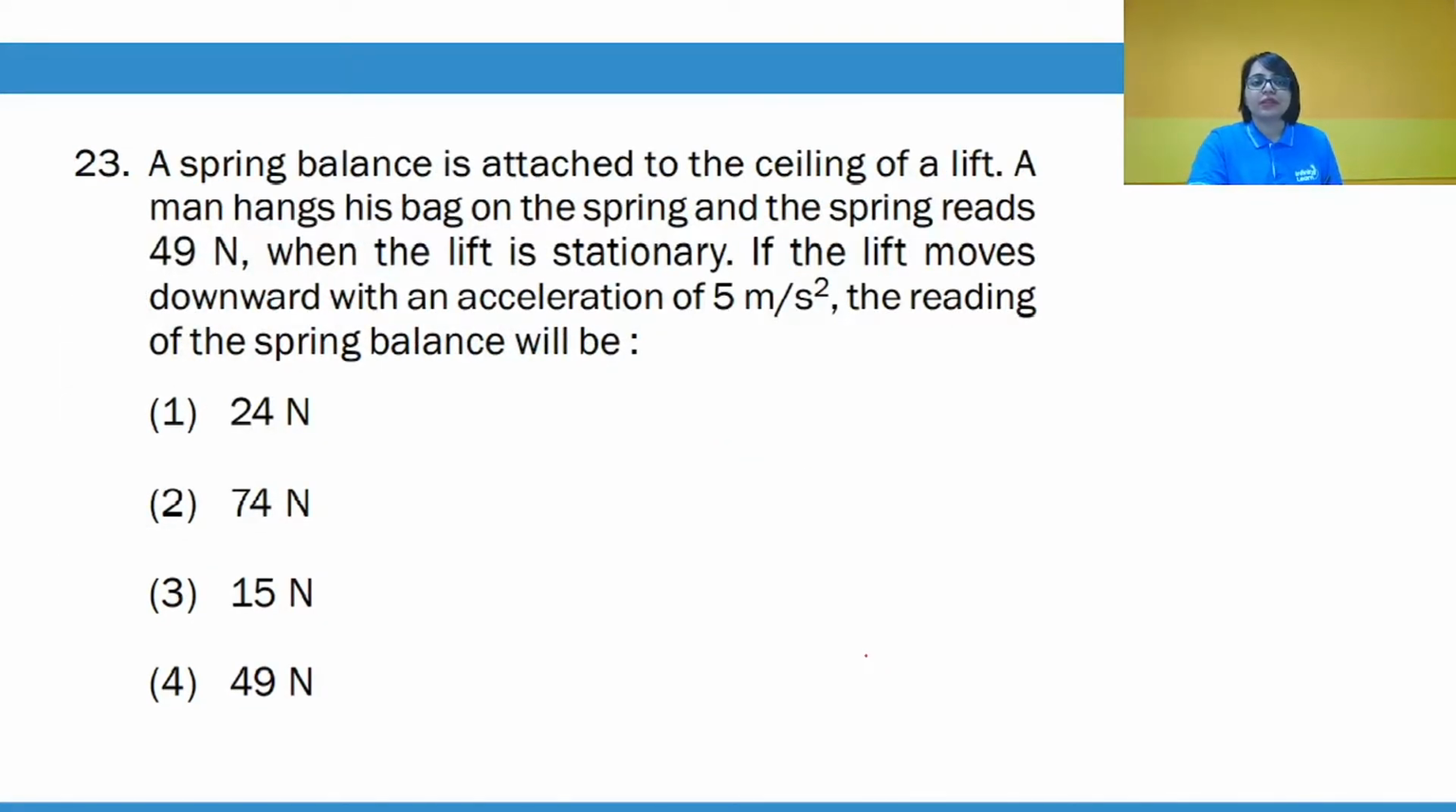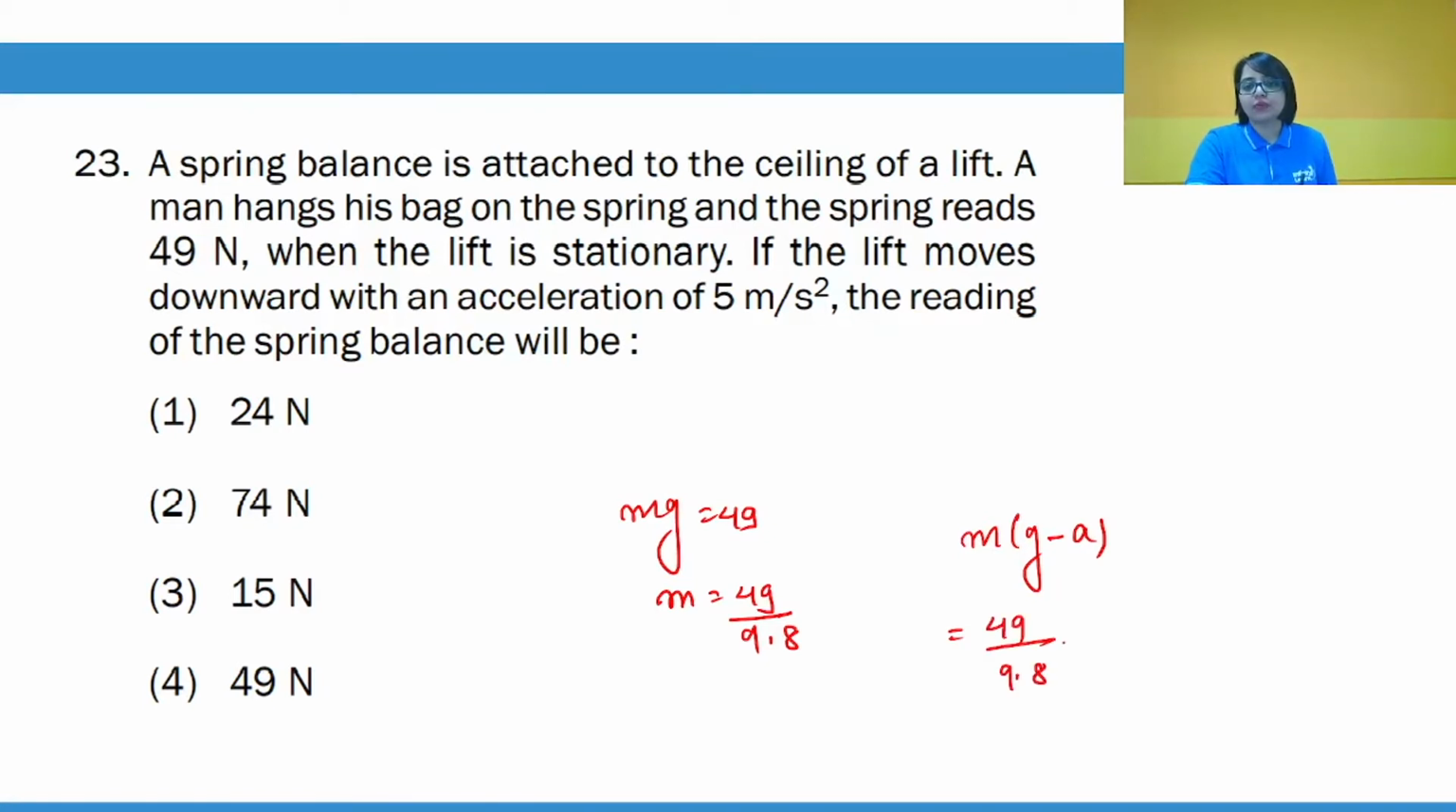A spring balance is attached to the ceiling of a lift. A man hangs his bag on the spring and the spring reads 49 Newton. That means the value of mg is 49. So m will be 49 divided by 9.8. Now if the lift is stationary, then the reading is 49. But if the lift moves downwards with an acceleration of 5 meter per second square, the reading of the spring balance will be? So in this case, the reading will be m times (g minus a). So it will be 49 divided by 9.8, into g is 9.8 minus a is 5. So approximately the answer will be 24 Newton, which is option 1.